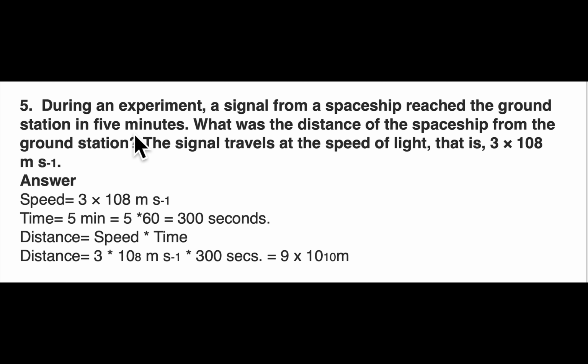So we know the formula, speed is equal to distance upon time, or distance is equal to speed multiplied by time. Speed is 3 into 10 raised to power 8 meter per second. Time is 5 minutes. As the speed unit is second, time should be converted into seconds. So it will become 300 seconds. So distance will be 300 multiplied by this speed. You will be getting distance.